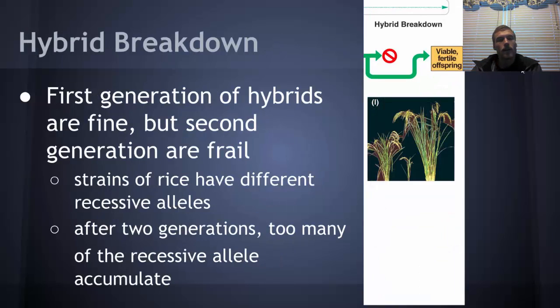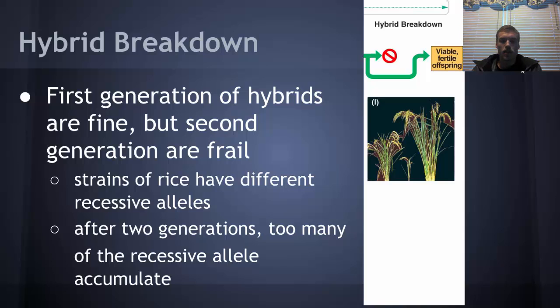And then finally, we've got hybrid breakdown. This is where the first generation of hybrids is fine. They're viable. They do have the ability to reproduce. They're not sterile. However, the second generation is frail and they are unable to reproduce properly.